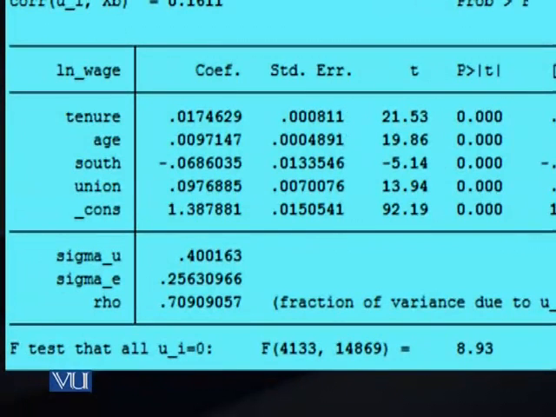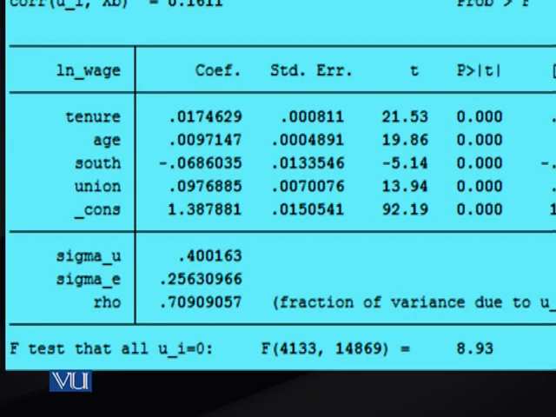We can determine the log of wages in terms of these variables. They are significantly affecting log of wages. Now look at the coefficients: 0.017 in case of tenure. You will interpret them just as you did in ordinary least squares, or OLS. But this time you have 3 more additional things.